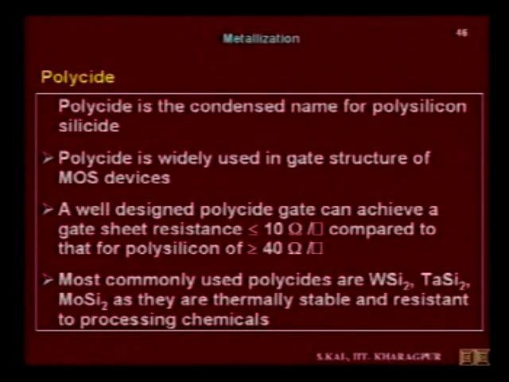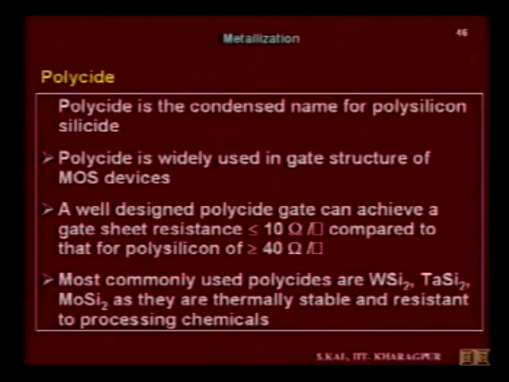Now, similar to silicides, another name that comes up in the literature is polyside. Polyside is the condensed name for polysilicon silicide. Silicide is formed by silicon and metal reaction, but polyside is formed by polysilicon and metal reaction, and the reaction is a solid phase reaction. This reaction takes place at a temperature ranging from 700 degree centigrade to 1000 degree centigrade. So at high temperature, metal and silicon or polysilicon react to form either silicide or polyside. Polyside is widely used in the gate structure of MOS devices, that is the polyside gate. You may have heard the name silicon gate. Silicon gate is basically polysilicon gate.